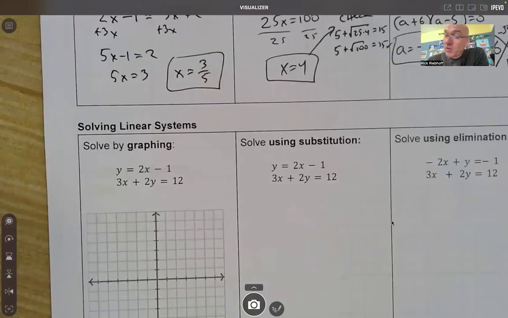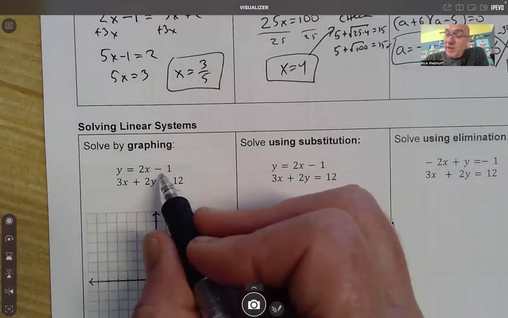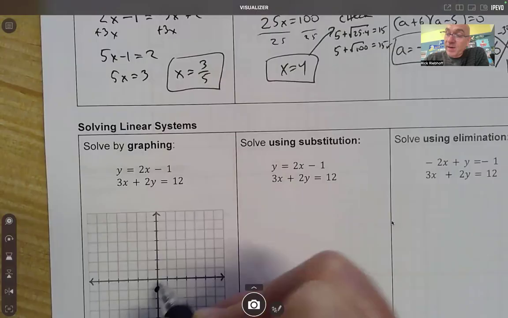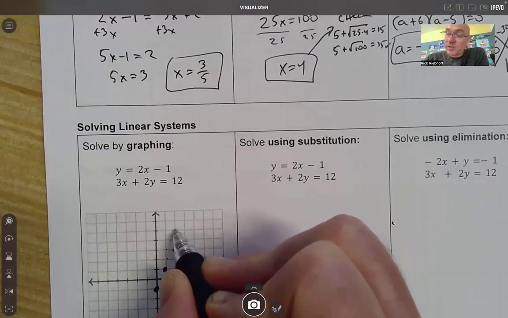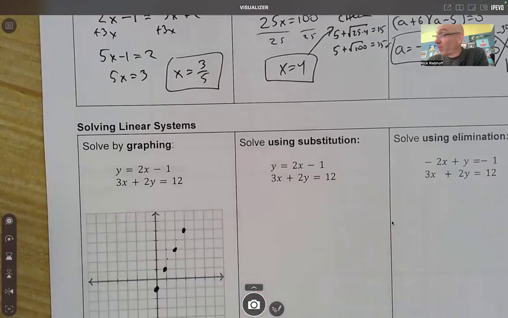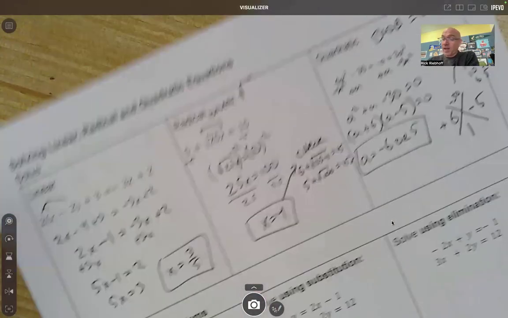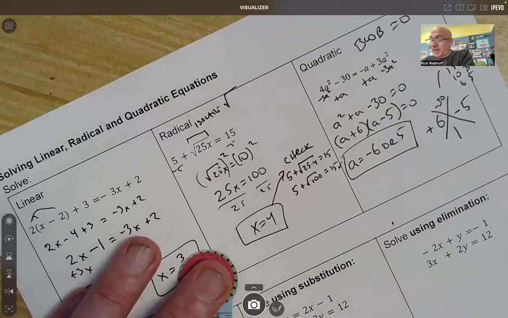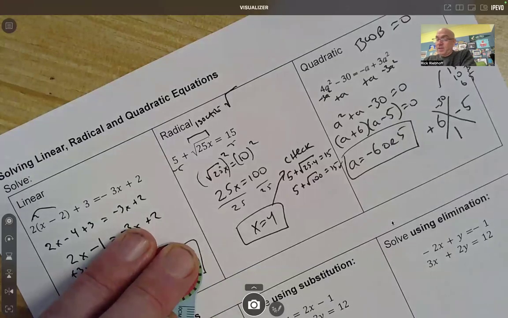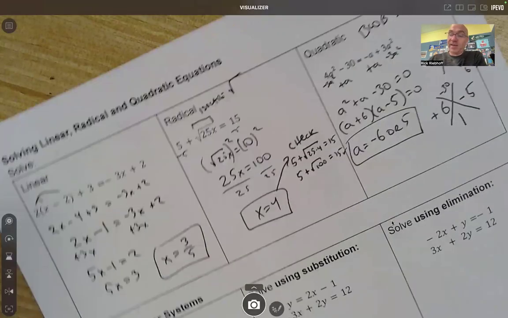Solve by graphing. y equals 2x minus 1. So I go to negative 1. It's right there. Slope is 2. Rise 2, run 1. Rise 2, run 1. Rise 2, run 1. I like to get a few of those going in a row. The answer is probably going to be on one of those points unless I mess up and make it not on a point. I would never do that.